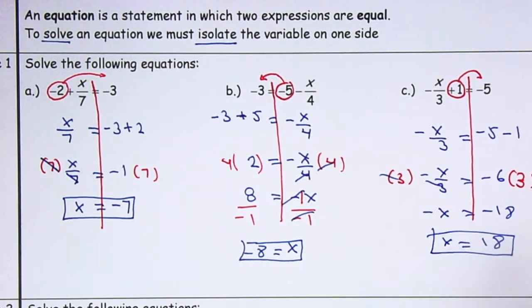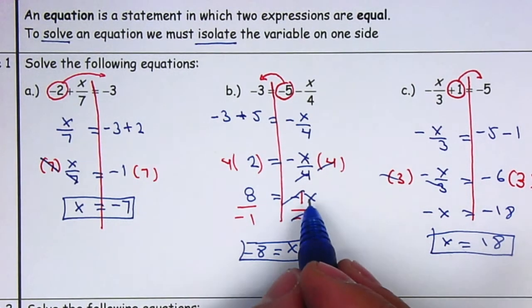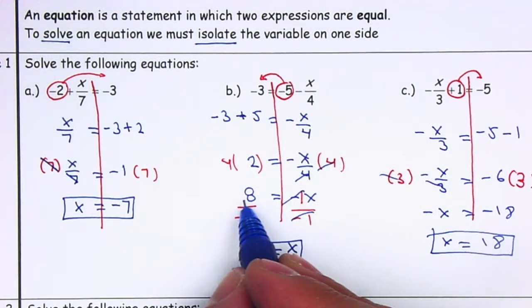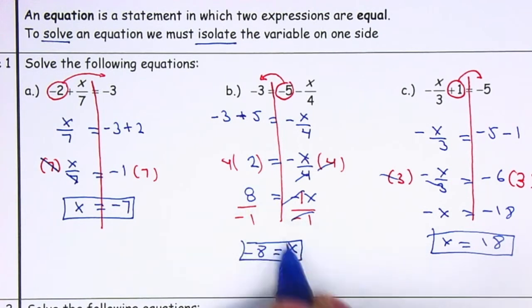And notice, every time I divide by negative 1, instead of negative x equal to 8, x is equal to negative 8. Same thing here, x will be negative 7.